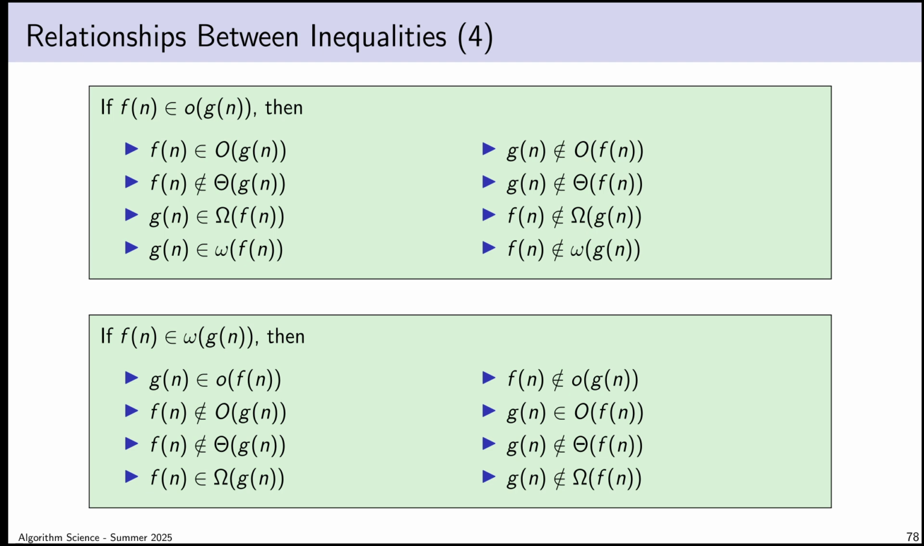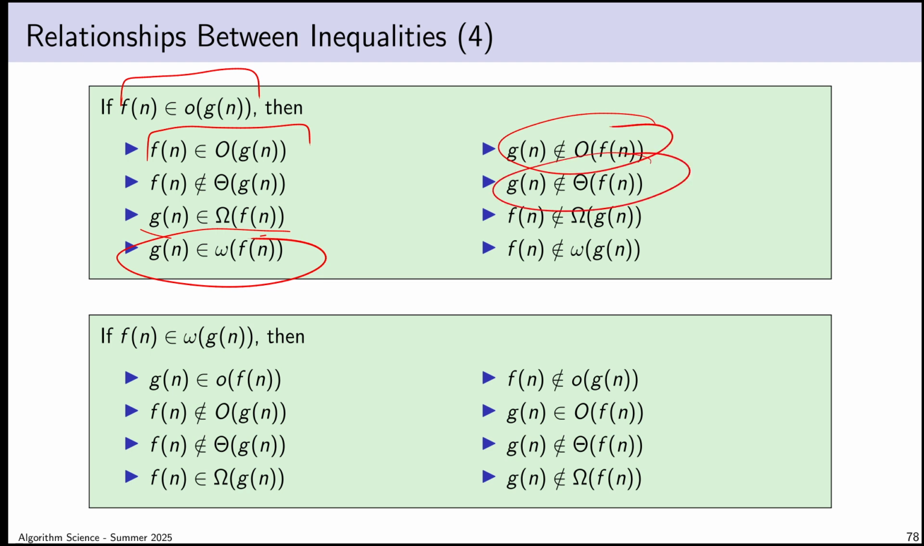And then we have, if we know that f is little o of g, so if f is less than g asymptotically, well then of course f is less than or equal to g asymptotically. If f is strictly less than g, then it can't be equal, so it's not going to be big theta. If f is less than g, then g is big omega of f, so g is greater than or equal to f. And in fact g is greater than f, so g is little omega of f. We also know that g is not less than or equal to f, g is not equal to f, f is not greater than or equal to g, and f is not greater than g. So you can see all of those sort of fall right out of the basic relationships.